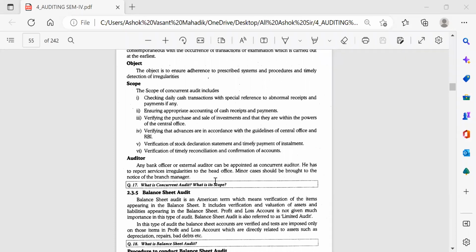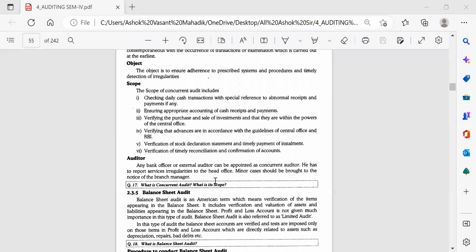The bank officer or external auditor can be appointed as concurrent auditor. He has to report serious irregularities to the head office. So if anything is found in a branch, it will be intimated to the head office immediately that some problems are there in the branch. Minor cases should be brought to the notice of the branch manager. So in case of banks, mostly this concurrent audit takes place.